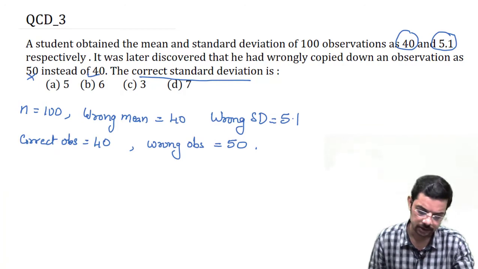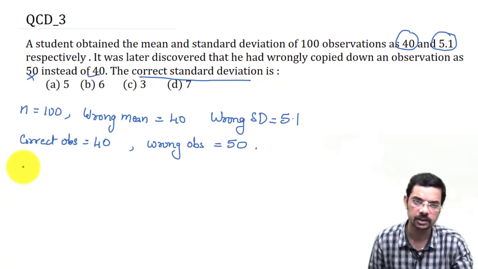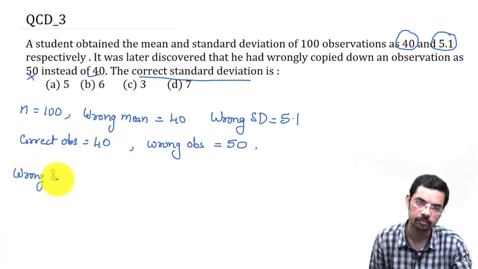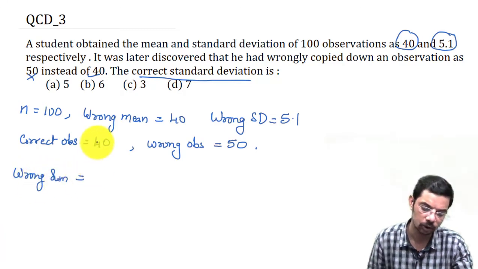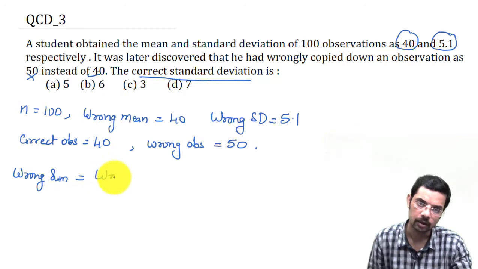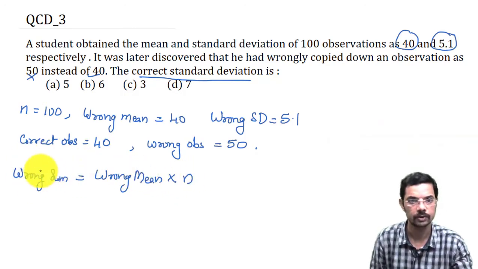Okay, so let us start doing the problem. First thing, we need to correct the sum. Find the correct mean. To find that, what we have is the wrong sum. Wrong sum will be equal to wrong mean into number of observations.